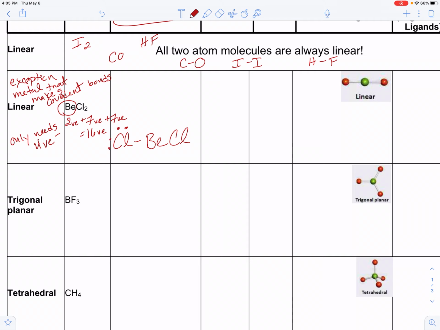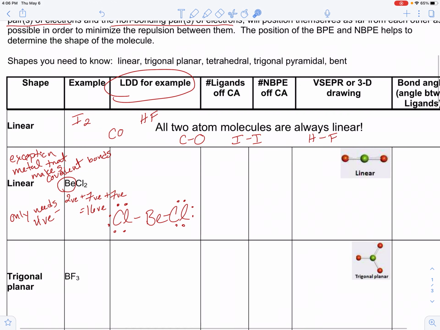So my Lewis dot diagram should look something like this. Each chlorine has 8 valence electrons, and beryllium is happy with just its 4 because, again, it's an exception to our octet rule.